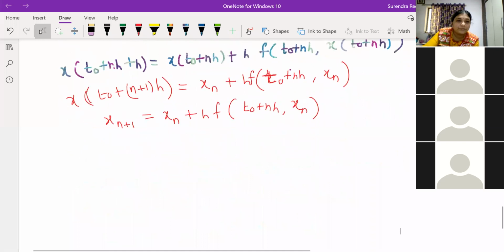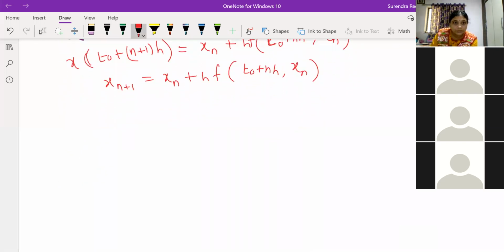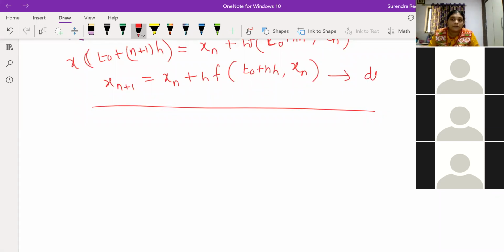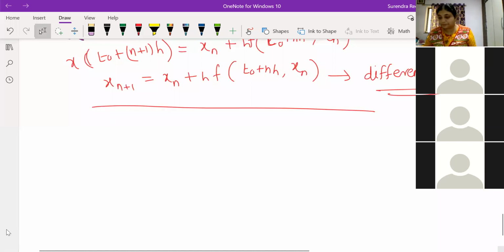Now X(n+1) is equal to Xn plus h times f of T0 plus nh comma Xn. Now this is the (n+1)th value of that function, which we can represent in the form of Xn, previous values. So again, this is one kind of difference equation. In numerical analysis, we come across such types of difference equations. Is that okay? So this is another type of difference equation.